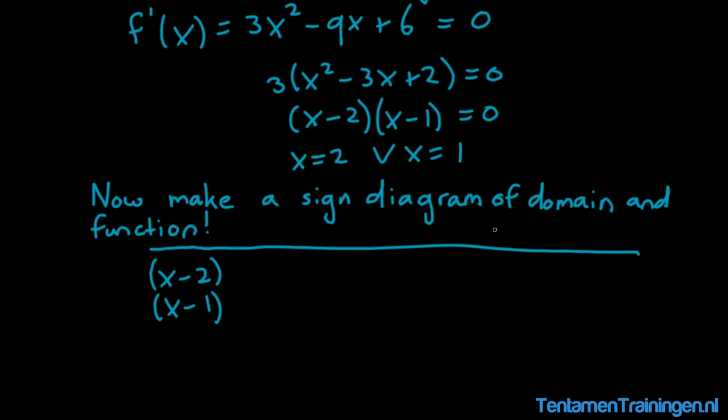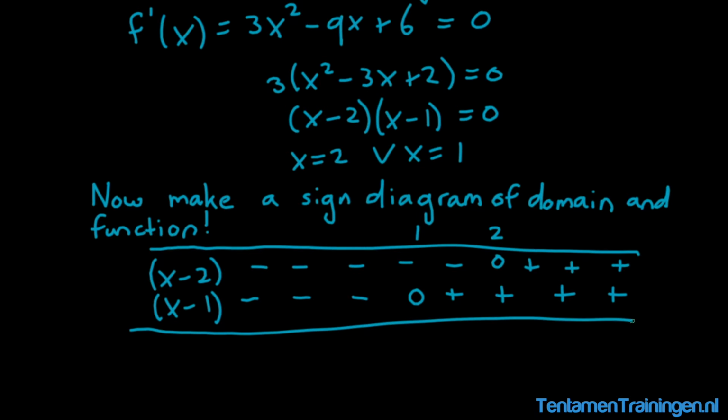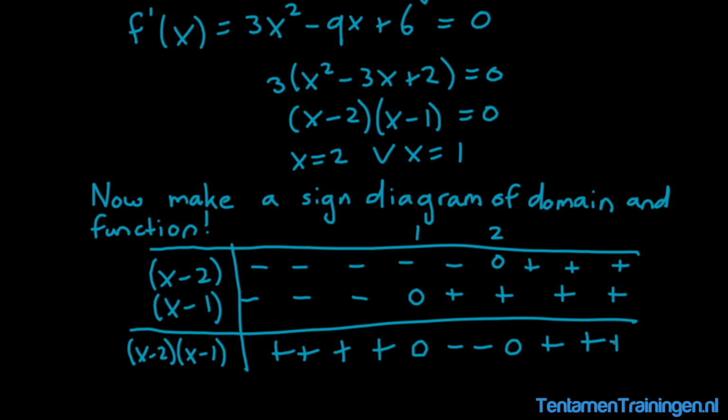Then we say for x minus 2, it's 0 at x is 2, negative for everything below 2, and positive for everything more than 2. Same goes for x minus 1, which is 0 at 1, negative below 1, and positive above 1. So we can conclude that the sign diagram for x minus 2 times x minus 1 starts with a positive part, since these minuses make a plus sign. Then we have 0, then minus and plus becomes minus, 0 again, and we finally end with a positive part.